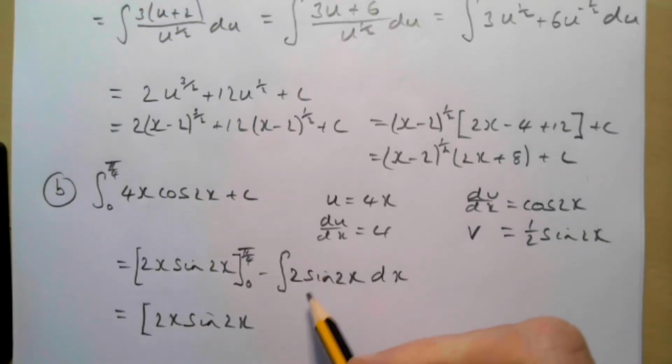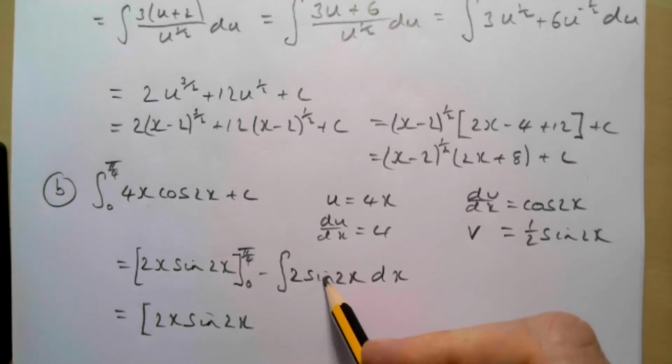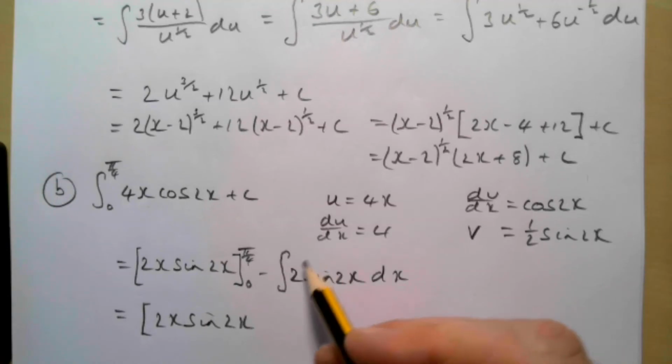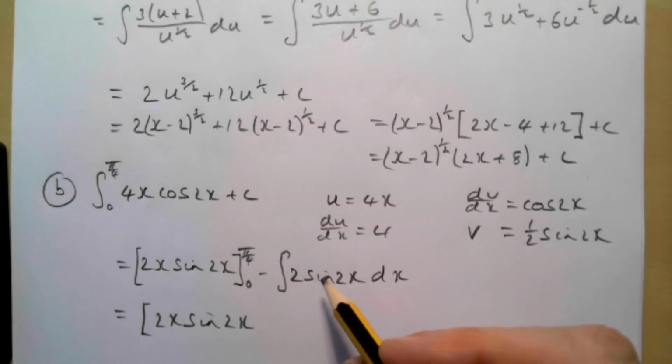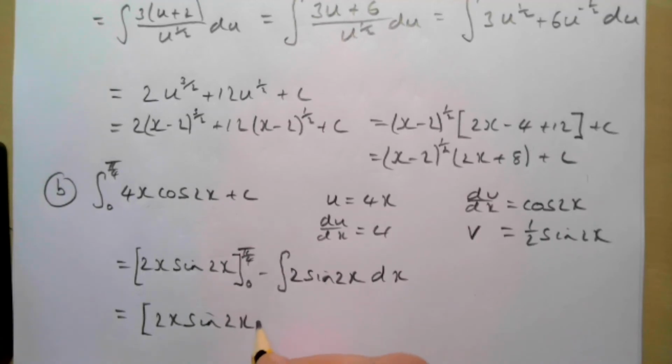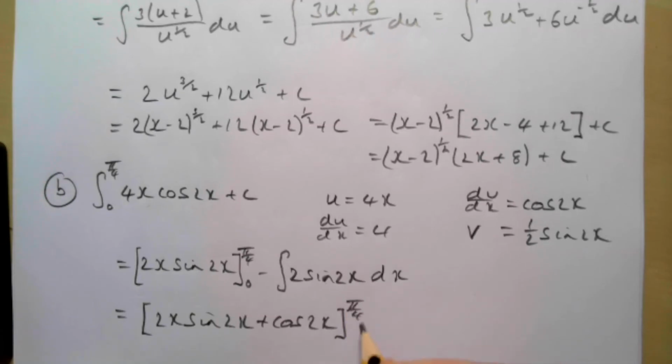So what's going to happen here? If I integrate sine, I get minus cos. If I integrate sine 2x, I get minus a half cos 2x. So the 2 cancels with the half, the minus cancels with the minus there. So I just end up with plus cos 2x. And I put in pi over 4, 0.